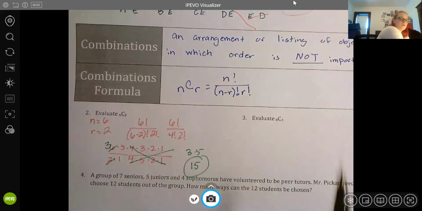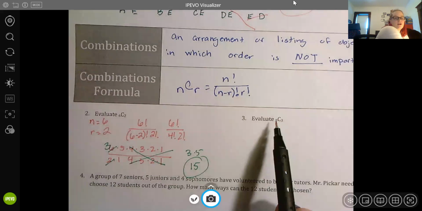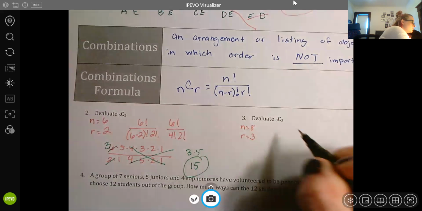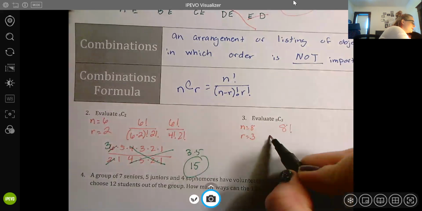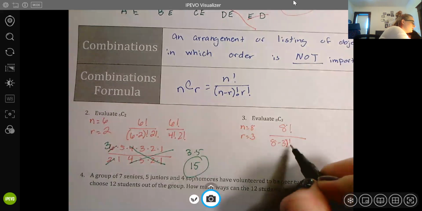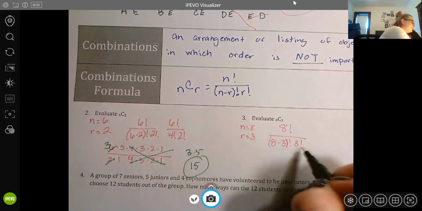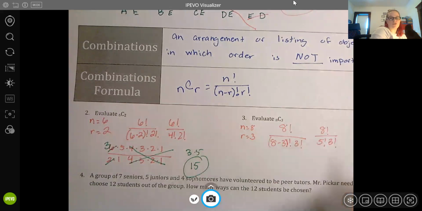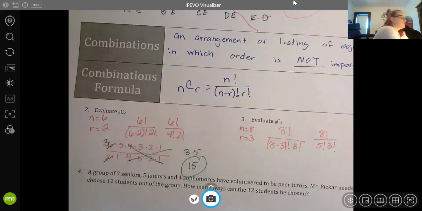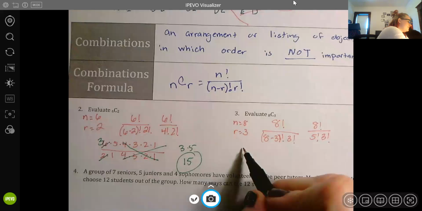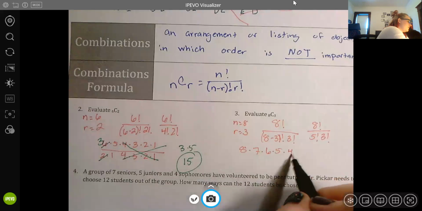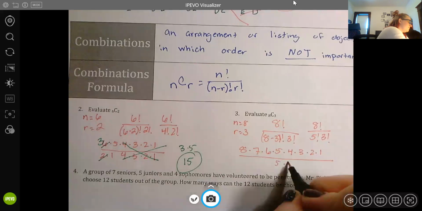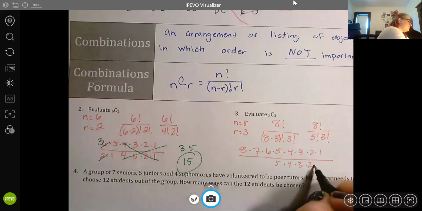All right, let's take a look at the next one. Our n is 8 and our r is 3. So 8 factorial over 8 minus 3 factorial, and then another 3 factorial. So 8 factorial over 5 factorial, 3 factorial. So let's go ahead and jot those out. 8, 7, 6, 5, 4, 3, 2, and 1. And then we have our 5 factorial. And then our 3 factorial.